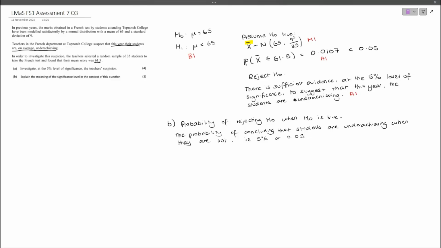For part B, there is an independent accuracy mark for saying that it's the probability of rejecting the null hypothesis when the null hypothesis is true, and another independent accuracy mark saying that it's the probability of concluding that students are underachieving when they are not is 5%. And that's where the 6 marks of this question comes from.